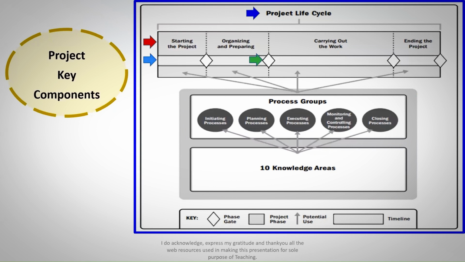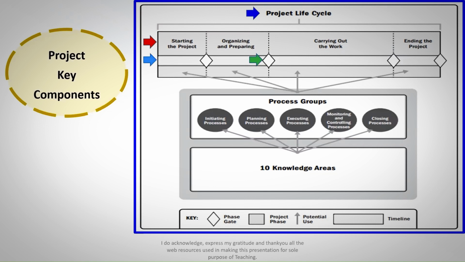Next, what you see are the diamonds. They are called phase gates. And what is the purpose of this gate? This gate allows us to go to the next phase if we have completed the activities assigned to us in this particular phase. That is point number 1. Point number 2, we have made all necessary requirements. We are ready to deal with the next phase. We have a clear plan to deal with it.